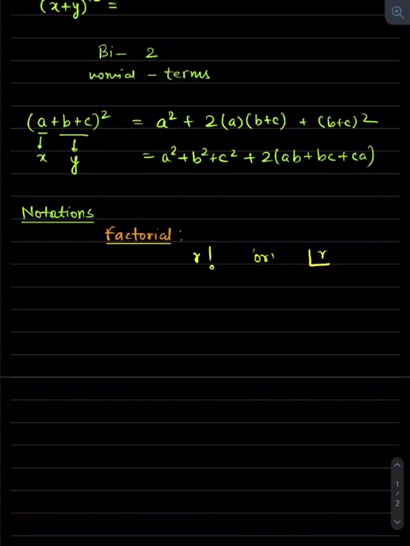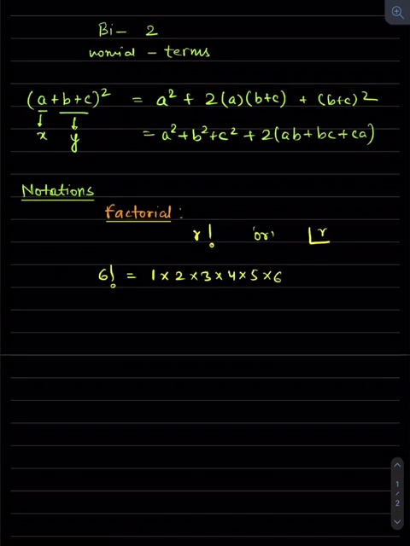Now what is r factorial? So if I write in place of r any number, 6 factorial, suppose. So what is 6 factorial? 6 factorial is the product of the first 6 natural numbers. Like you can write it 1 into 2 into 3 into 4 into 5 into 6.